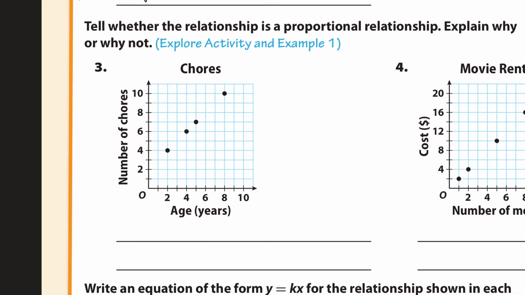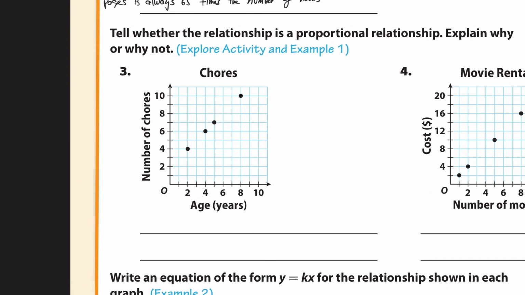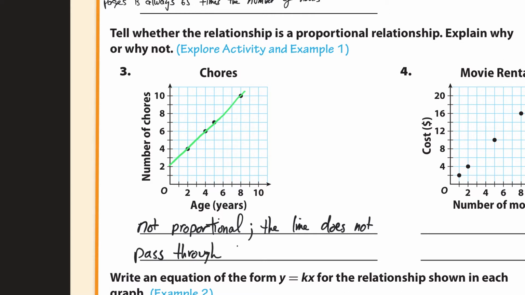Okay, number 3. Tell whether it's proportional. Explain why or why not. Okay, this one, if I draw a line through here like this, something like that, that's not proportional. Not proportional. The line does not pass through the origin.